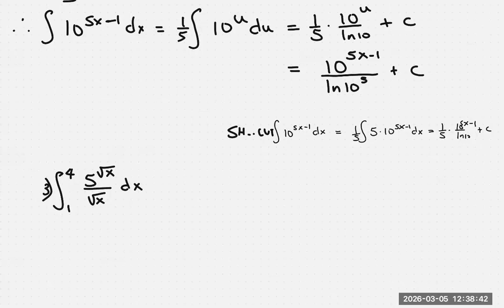When you differentiate root x, what do you get? Half x raised to the minus a half. Simplify it. Half x to the minus half, which is what? 1 over 2 root x, sir. Correct. 1 over 2 root x.